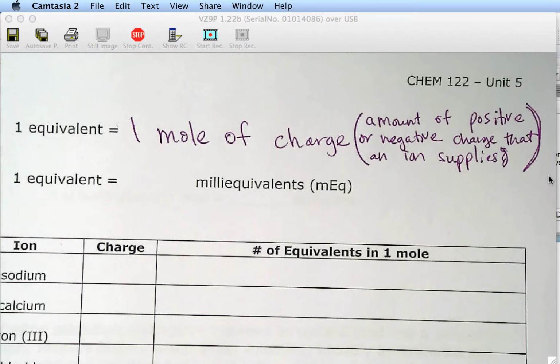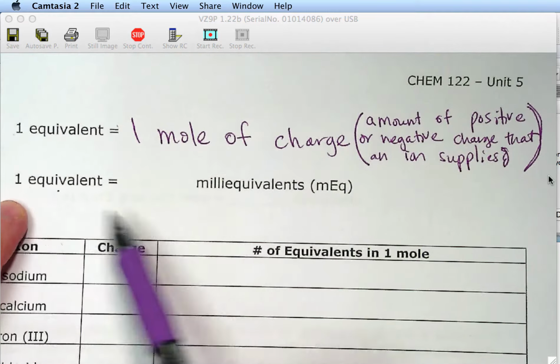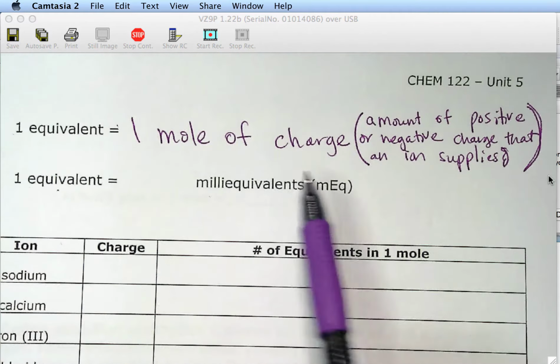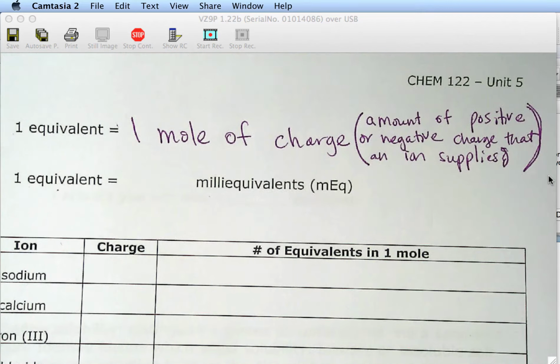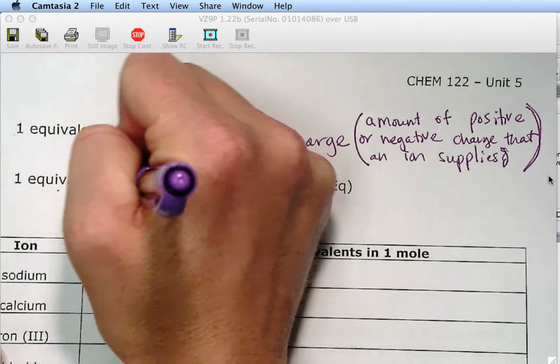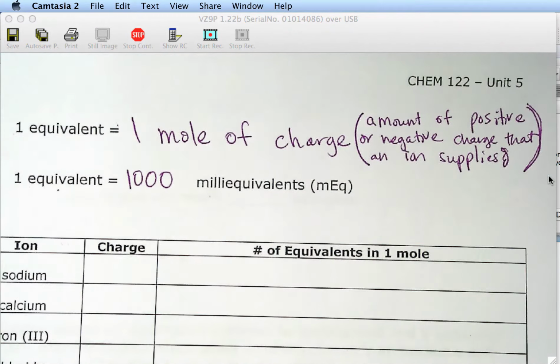So this goes back to Unit 1. Remember those prefixes: mega, kilo, deci, centi, milli, micro, nano. One equivalent is how many milliequivalents? This is the same conversion as 1 liter is how many milliliters. So milli means it would be 1,000. So one equivalent is 1,000 milliequivalents. And so sometimes you'll see milliequivalent used because it's a lot easier than saying 0.0023 equivalent or something like that.